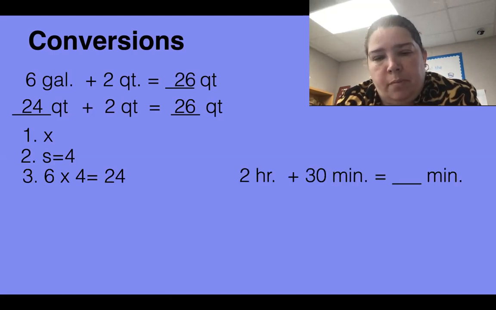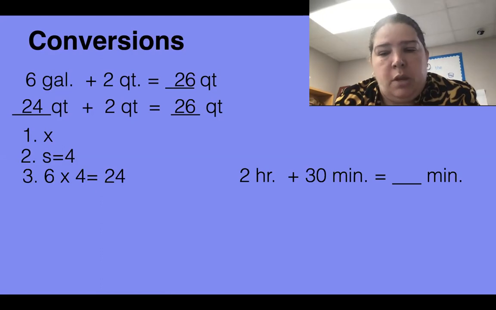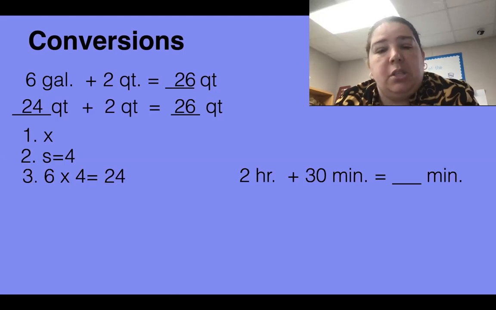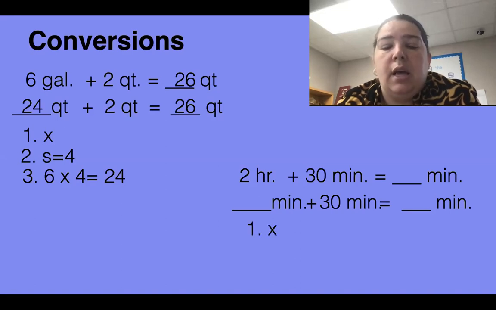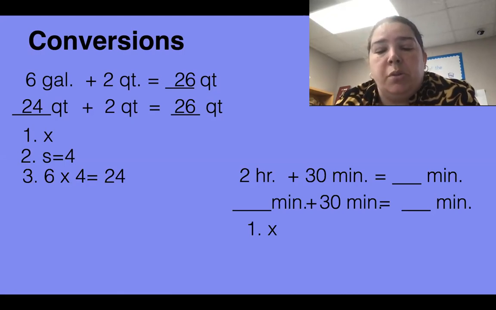Let's try one more. 2 hours plus 30 minutes equals how many minutes? Our answer they're asking us for is in minutes. So I rewrite the problem with everything in minutes. Blank minutes plus 30 minutes equals blank minutes. We have our steps again to find out what 2 hours equals in minutes. Our step 1 is to find larger to smaller. Hours is larger than minutes, so we multiply.